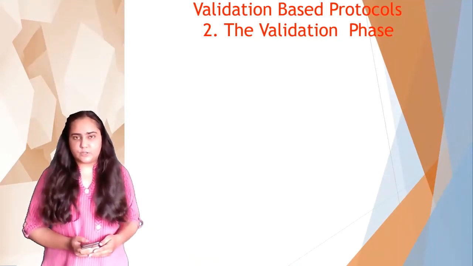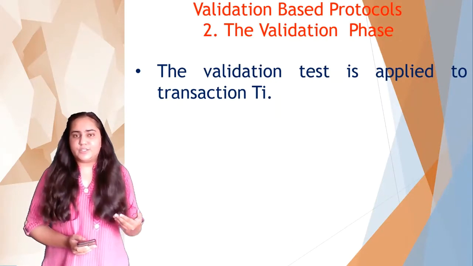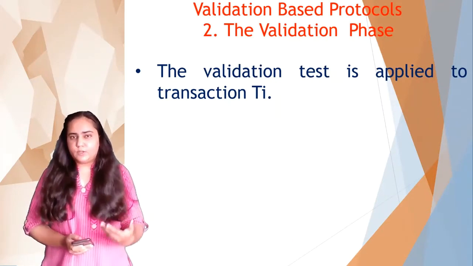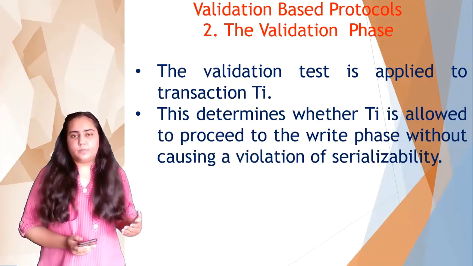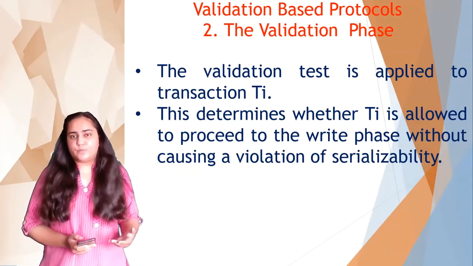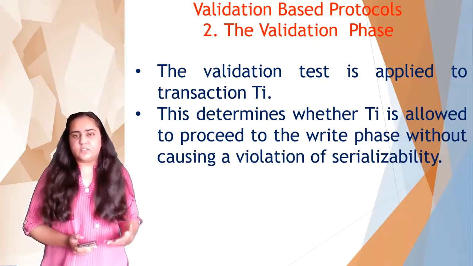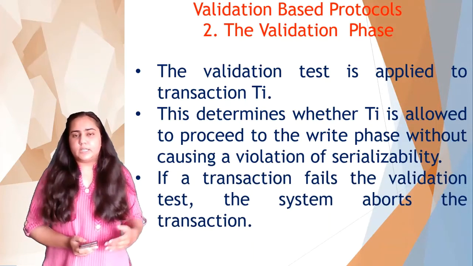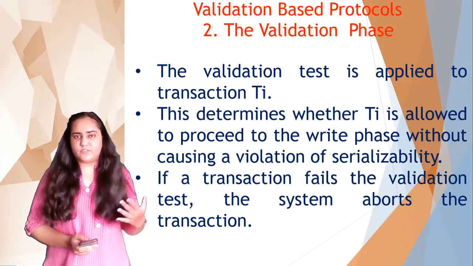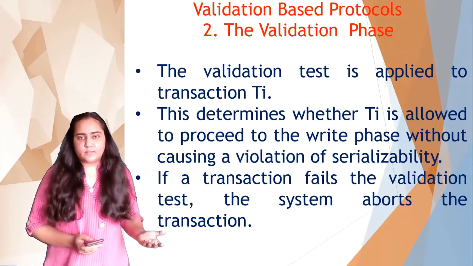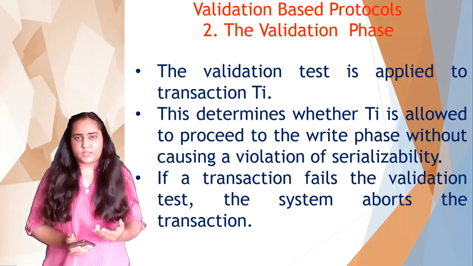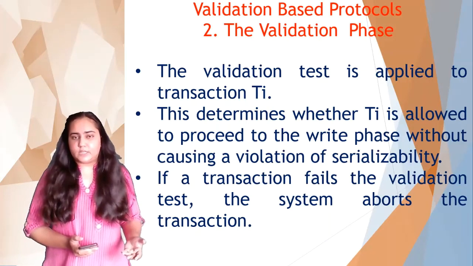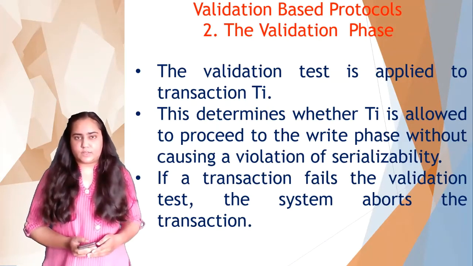This phase is known as the validation phase. In this phase, a validation test is applied to the transaction Ti, and I'm going to tell you what that test is after a little while. If the transaction passes the validation test, then Ti is allowed to proceed to the write phase without violating any serializability problems. And if the transaction fails the validation test, then the system aborts the transaction. So it's a very simple validation phase. There's a validation test. If the transaction passes, it is allowed to move to the write phase, which is the next phase. If it fails, the system is going to abort the transaction.